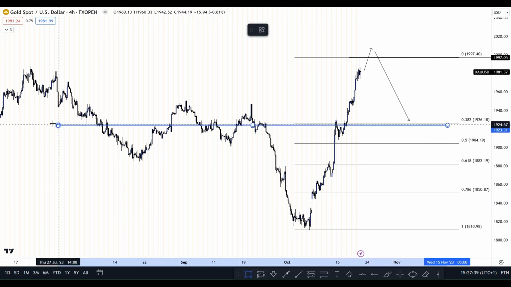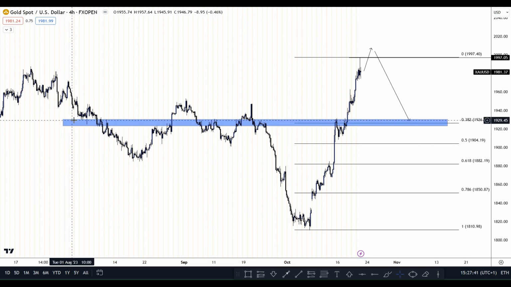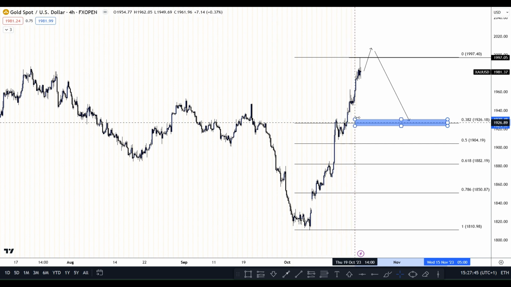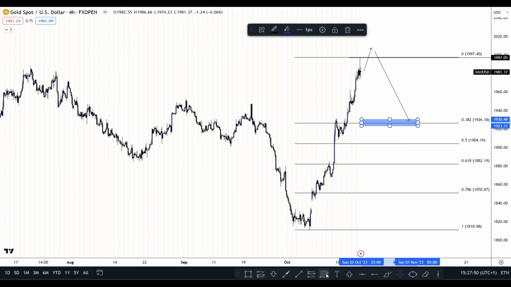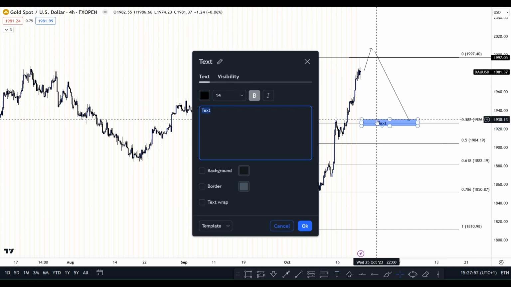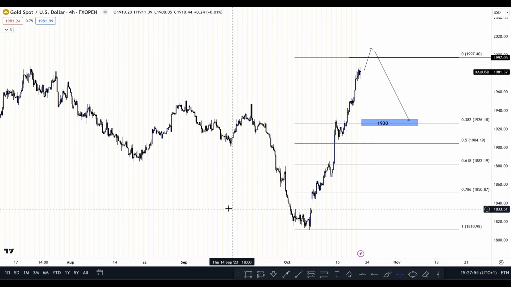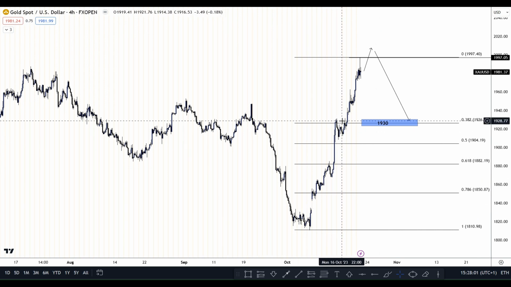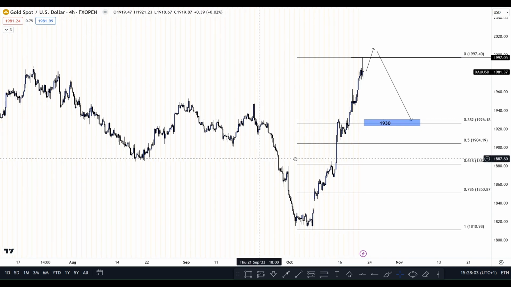If we also look left, what can you see? You've got a big support resistance area here and also a break retest of a high. So then what I would say is, for me personally, 1930 would be good for buys on gold. We know gold likes a break and retest, and this is exactly what this is with other confluences. So that is something to bear in mind.